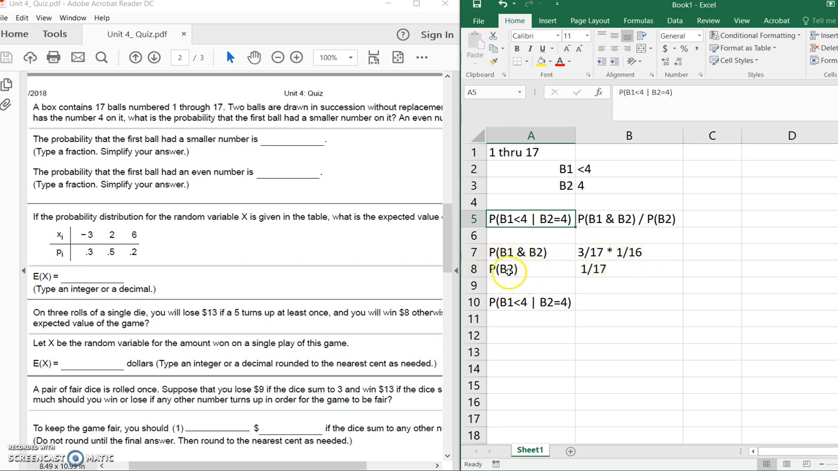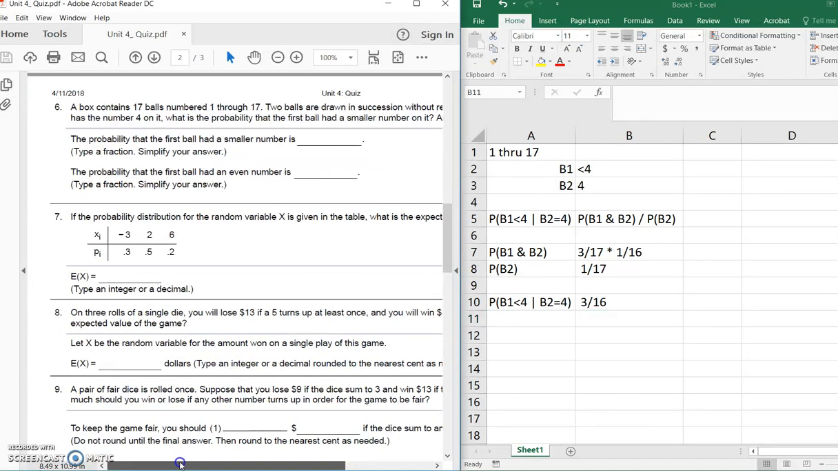And then here, this is the probability of pulling a ball that has a 4 on it. So that's like starting from scratch. And that can happen only 1 over 17 because there are 17 balls. So now we're going to divide these two. So 3 over 17 times 1 over 16 divided by 1 over 17. That 17 is going to cancel out. So the answer would be actually 3 over 16. So that's number 6.